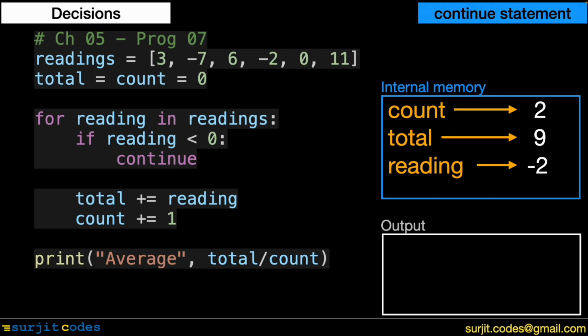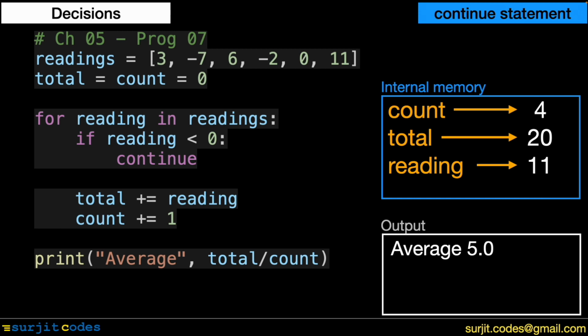So we come to the next iteration in which reading is 0. 0 is not less than 0, so we do not enter the if statement. The total remains 9, but count becomes 3. In the last iteration, reading is 11, total is 20, and count of non-negative numbers is 4. We come out of the loop and print average as 5.